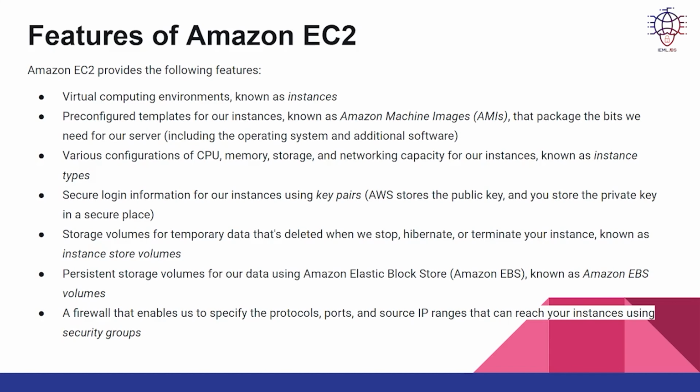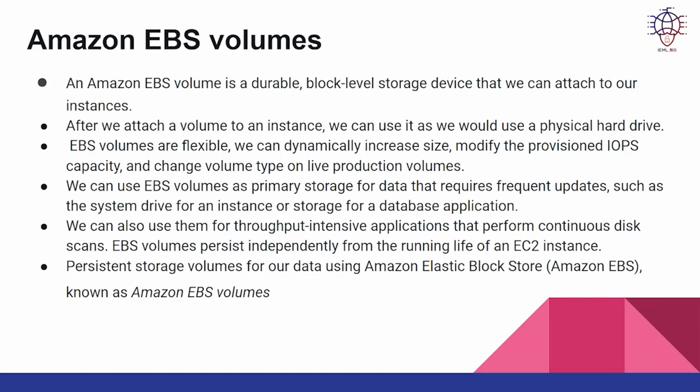Now we will discuss some of these features in more detail. First we will start with Amazon EBS volumes. An Amazon EBS volume is a durable block level storage device that we can attach to our instances. After we attach a volume to an instance, we can use it as we would use a physical hard drive. EBS volumes are flexible. We can dynamically increase size, modify the provisioned IOPS capacity and change volume type on live production volumes. We can use EBS volumes as primary storage for data that requires frequent updates, such as the system drive for an instance or storage for a database application.